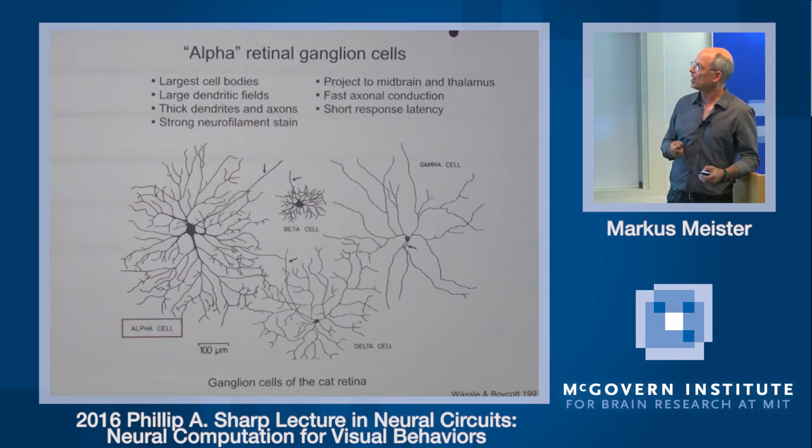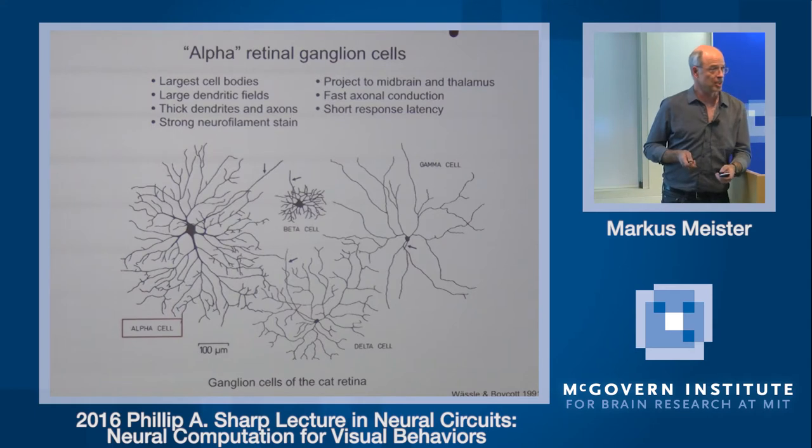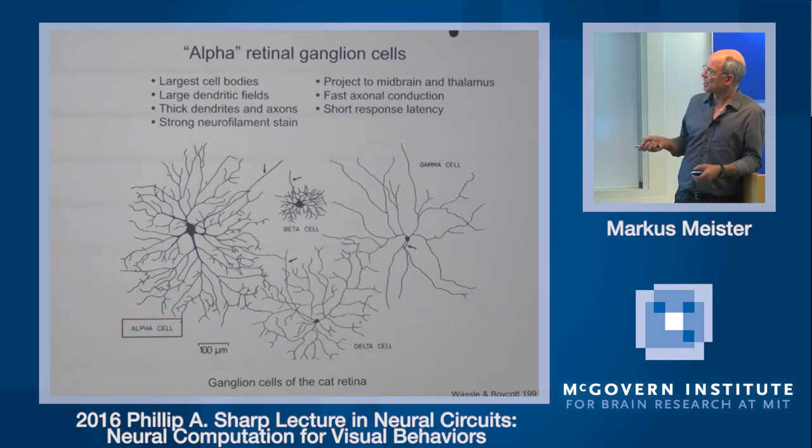So today, I want to talk about a particular class of retinal ganglion cells. They're called the alpha ganglion cells. And they exist in most or all mammalian retinas. They were first described in the cat retina by virtue of being the biggest ganglion cells in the whole circuit. So they tend to have large cell bodies, large dendrites, thick axons. They stain strongly for neurofilament, which is presumably a structural component of all these big processes.